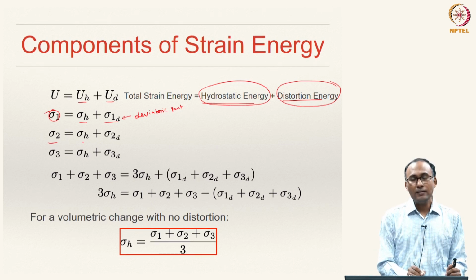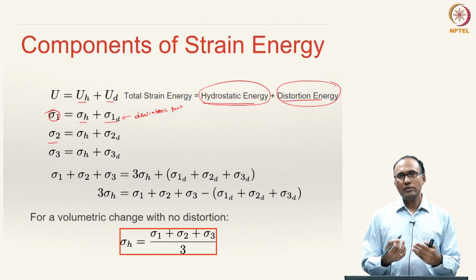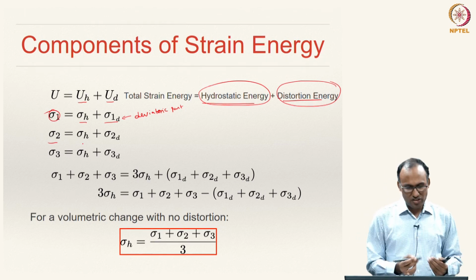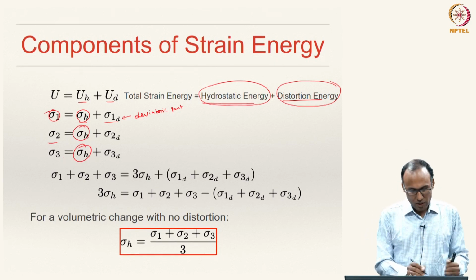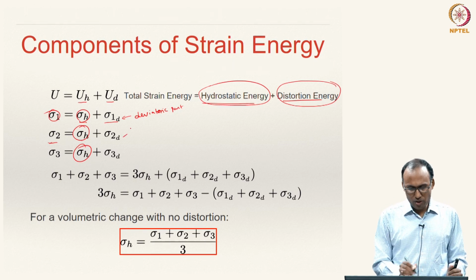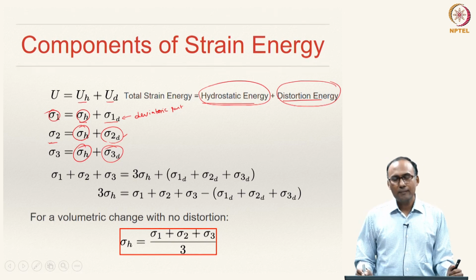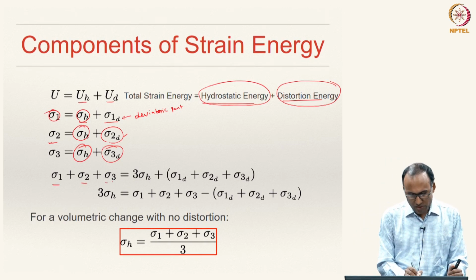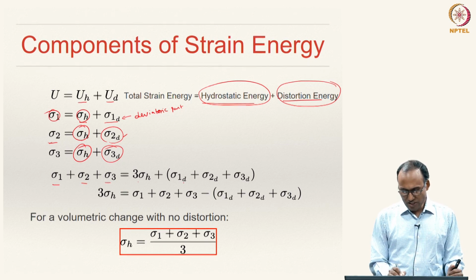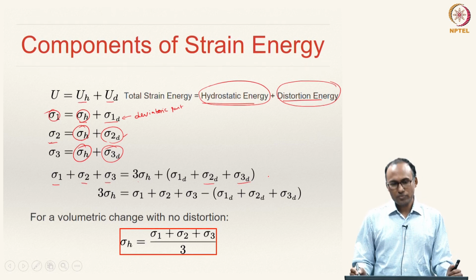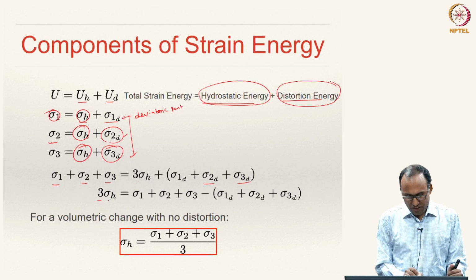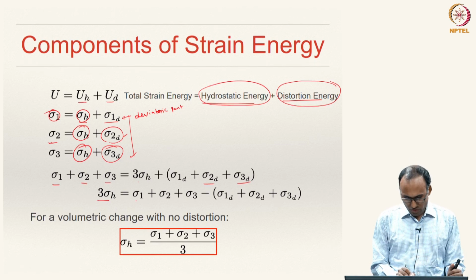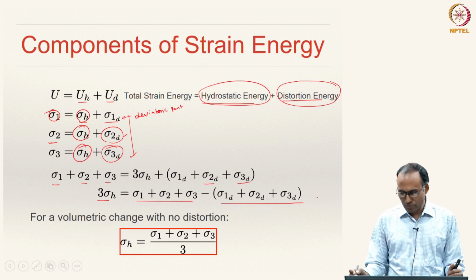Sigma 2 will be again, because when we are saying hydrostatic part, the hydrostatic part should be same in all the 3 directions. That is why I am writing sigma h, sigma h, sigma h. It should be same, only then it is called hydrostatic part. So, sigma 2 is sigma h plus sigma 2d, where sigma 2d will be your deviatoric part, and sigma 3d will be your deviatoric part. Then you can write that sigma 1 plus sigma 2 plus sigma 3 is equal to 3 sigma h plus sigma 1d plus sigma 2d plus sigma 3d, right. I am just adding up these 3 terms. Then we can write 3 sigma h is equal to sigma 1 plus sigma 2 plus sigma 3 minus (sigma 1d plus sigma 2d plus sigma 3d).